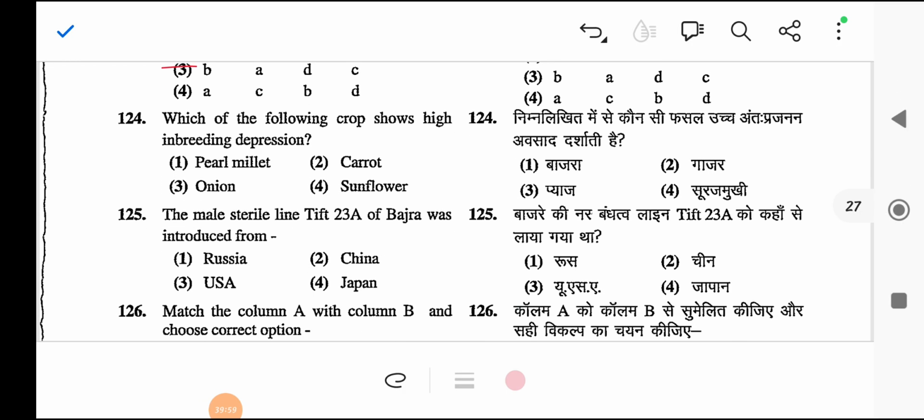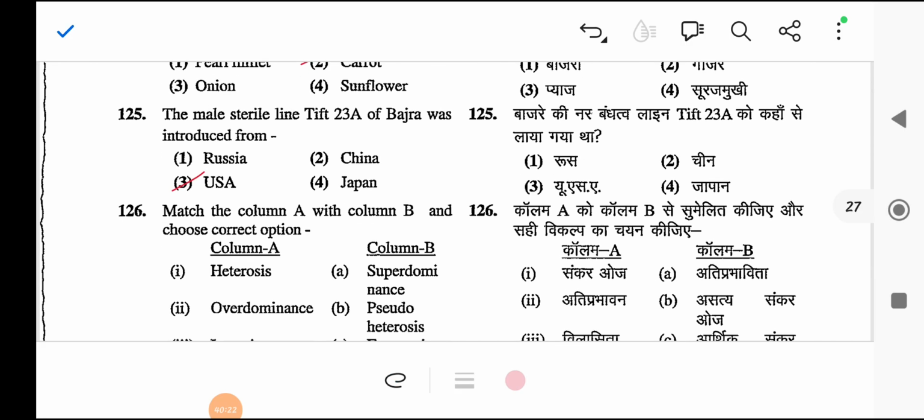Next, which one of the following crops shows the highest inbreeding depression? The highest inbreeding depression is due to homozygosity and cannot be reversed by heterosis. So it is carrot. Next, the male sterile line TIFT 23A of Bajra was introduced from USA.